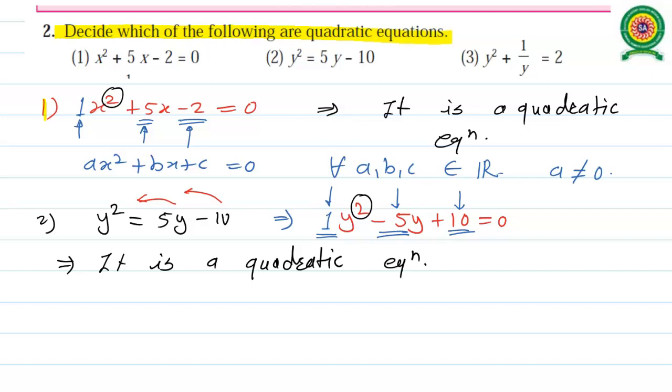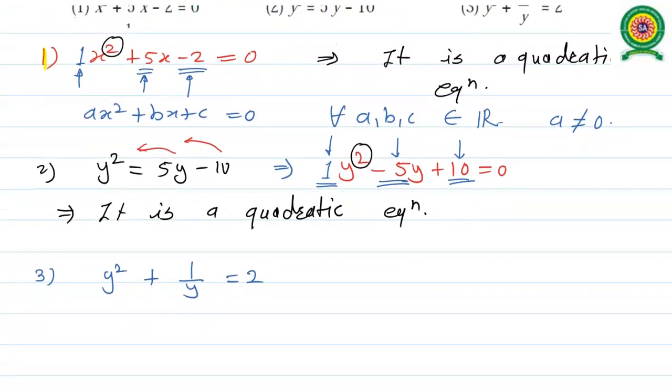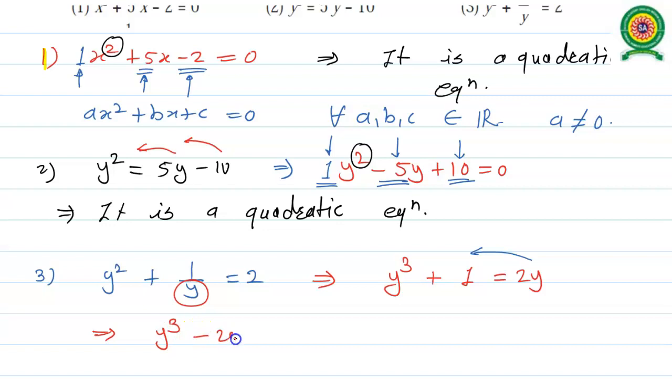Now look at the third sub-question. It is of the form y² + 1/y = 2. First of all, we don't want a variable in the denominator, so let's multiply throughout the equation by y. We get y² into y becomes y³, plus y cancelled so we have 1, equals 2 into y is 2y. Once we shift 2y from RHS to LHS, it gives the equation y³ − 2y + 1 = 0.